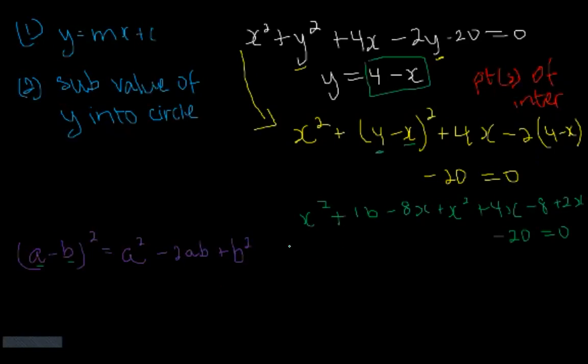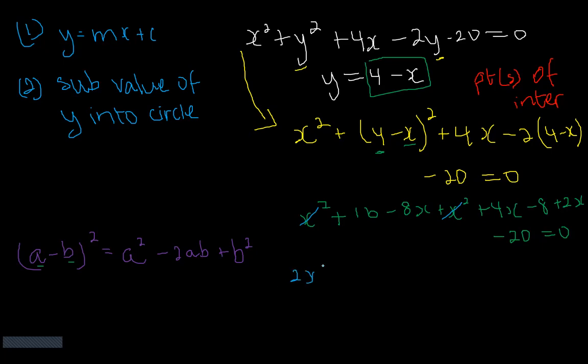I could simplify this even more. Group all the like terms together. So let me use blue. I'll cross out as I go along. So x squared plus x squared, that's 2x squared. Minus 8x plus 4x, that's minus 4x. And minus 4x plus 2x, that's minus 2x. 16 minus 8, that's 8. And 8 minus 20, that's minus 12. And all of that is still equal to 0.